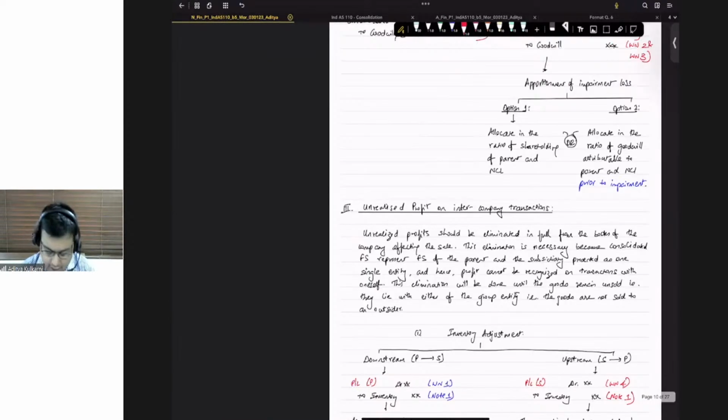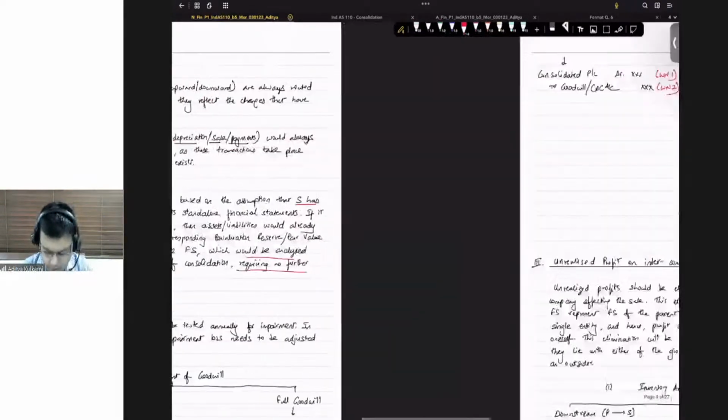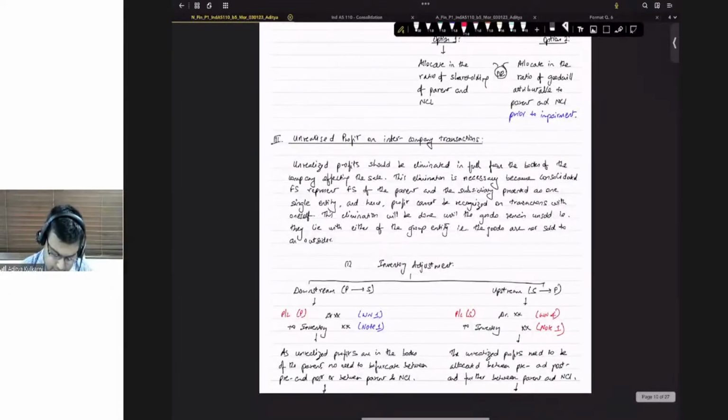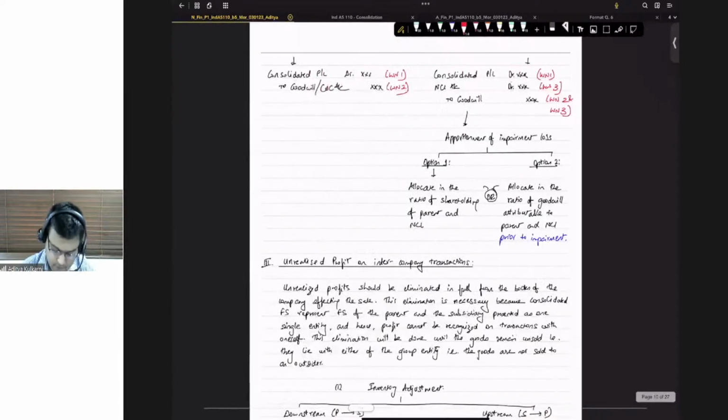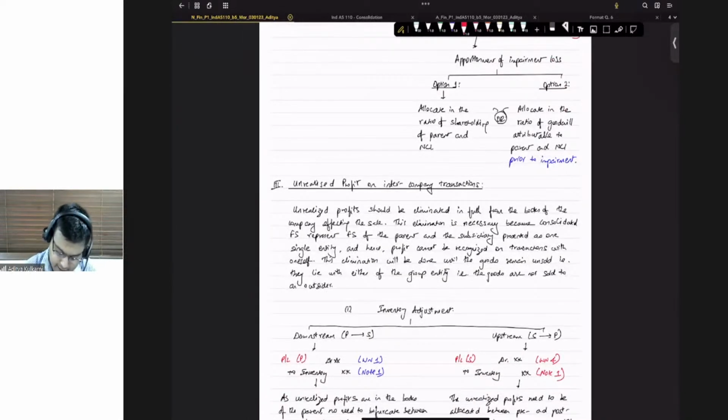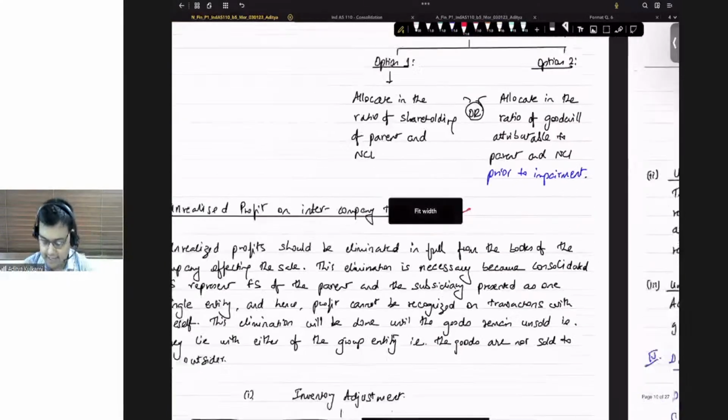So I need you to read note number 2 and come. I also need you to read note number 3, unrealized profit on intercompany transactions. Read it and come. Just read it and come.